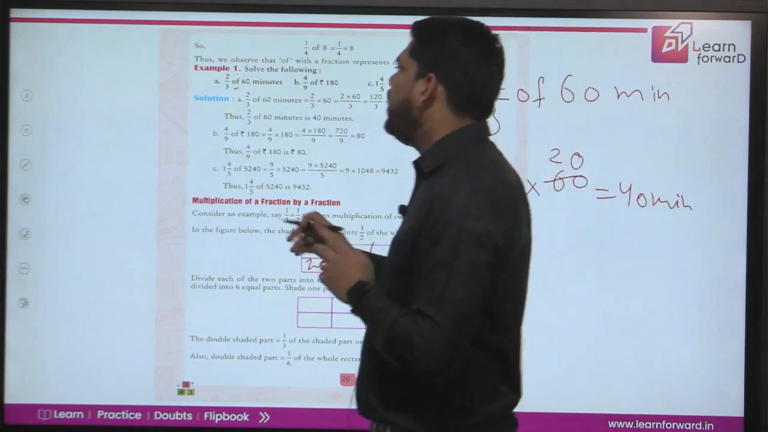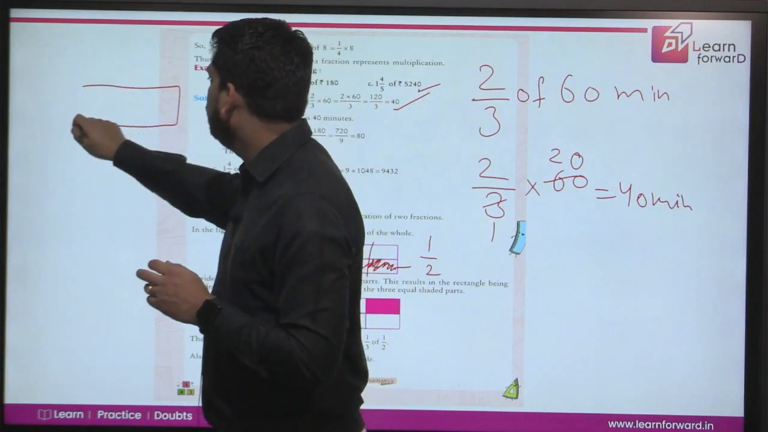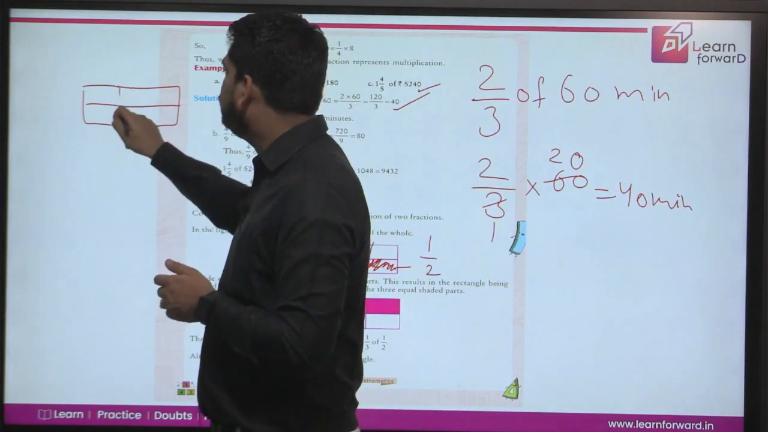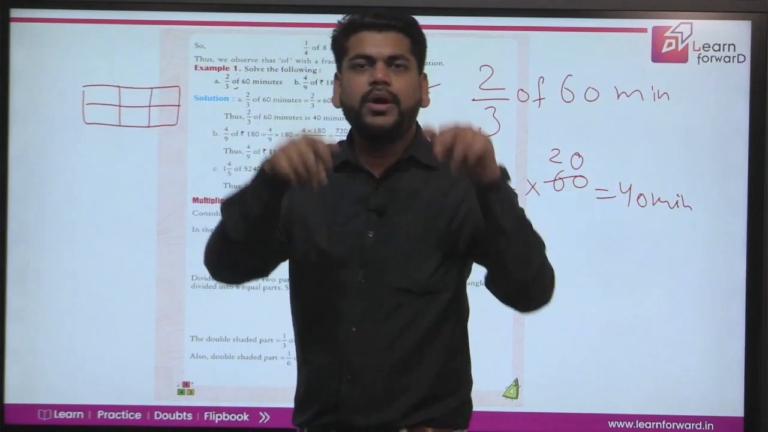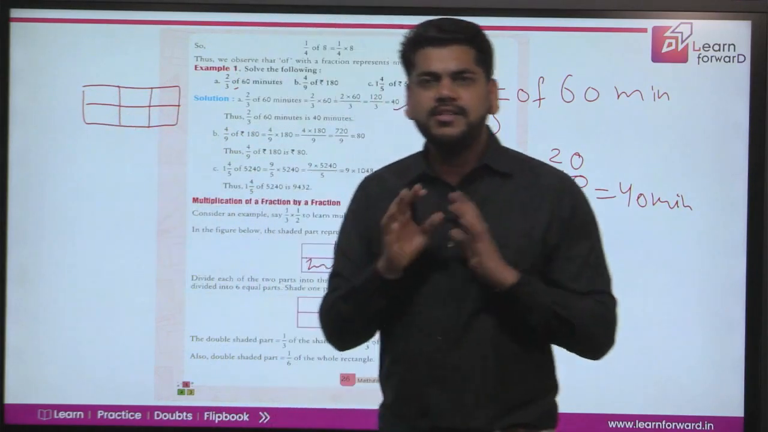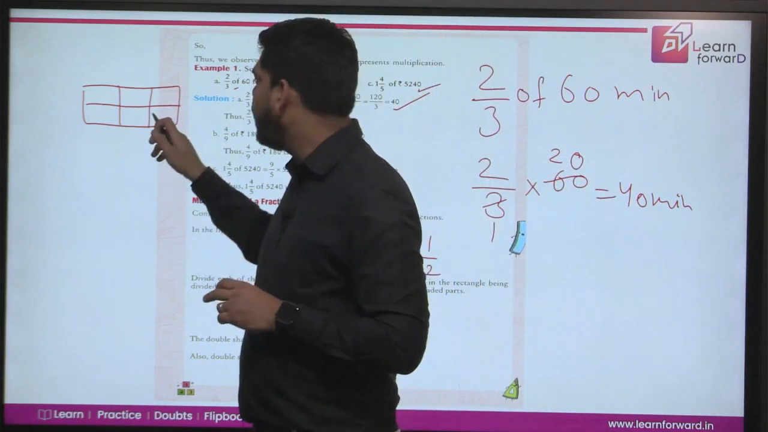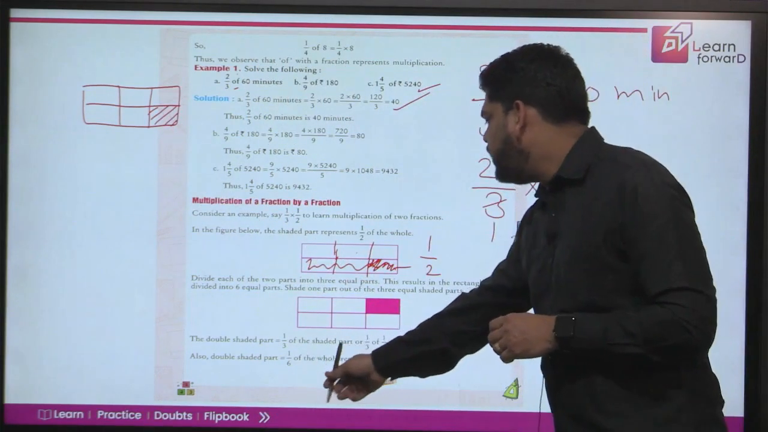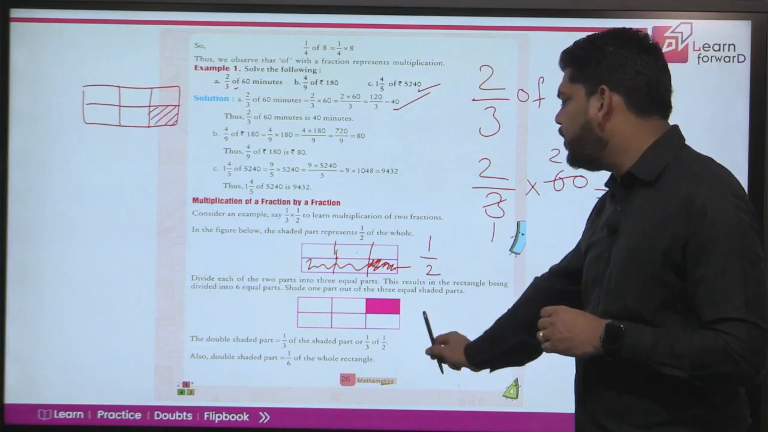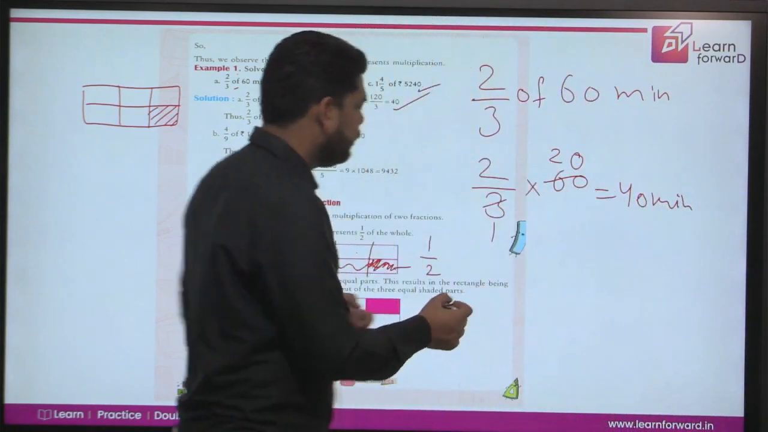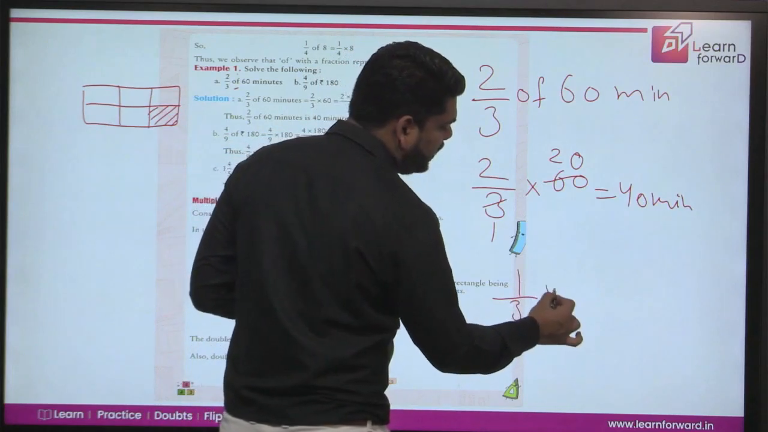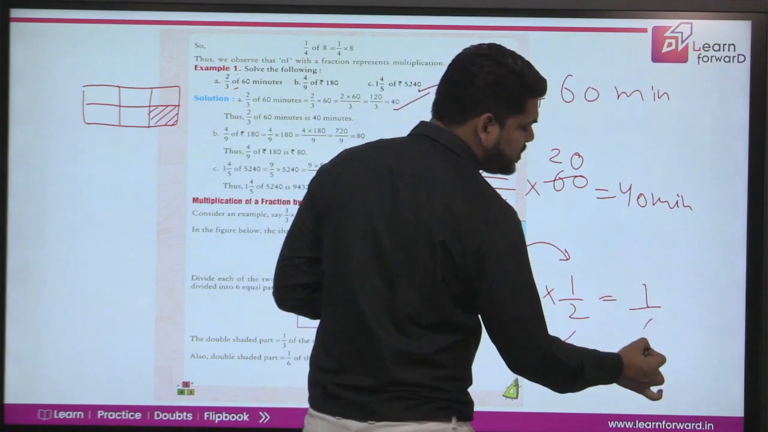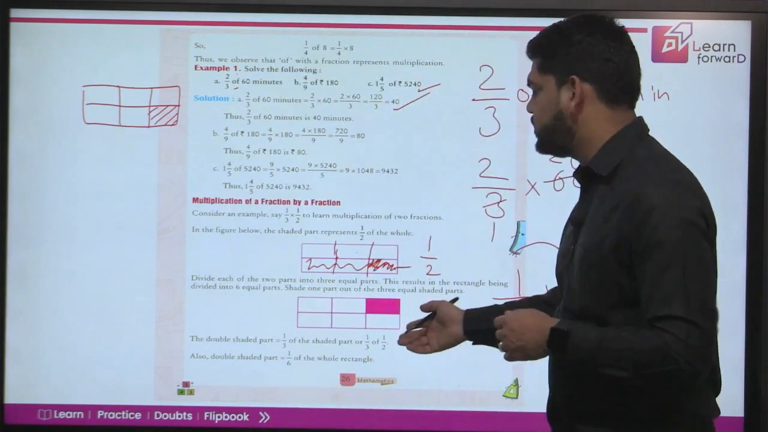First we have divided the rectangle in 2 equal parts, horizontally we have made the cut. Now we are dividing it into 3 equal parts by dividing vertically. So how many rectangles are there? 6. This is the common part we have with us. So 1 by 3 of the shaded part, or 1 by 3 of 1 by 2, comes out to be 1 by 6. 1 by 3 multiply 1 by 2. Here 1 ones are 1, 3 twos are 6. So 1 by 6 is your answer. Fine.